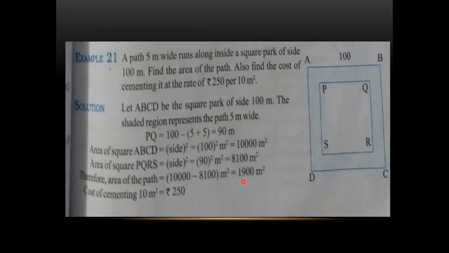Now we have to calculate the cost of cementing. They have given the rate as 250 rupees per meter square. Here 1,900 meter square is there, so we multiply that into 250 rupees and we will get the cost.